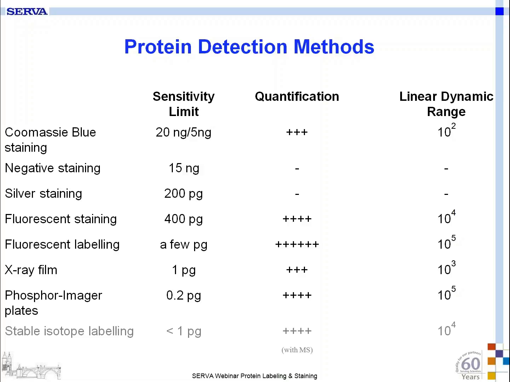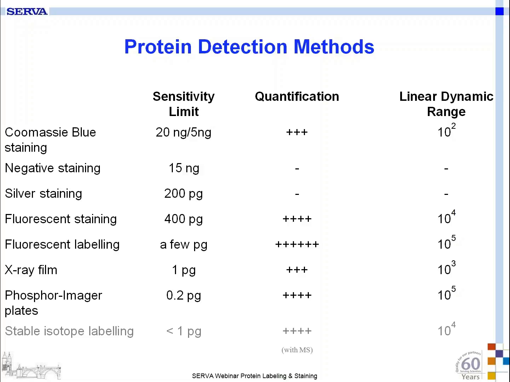So there you have a few picograms and an even more quantification value with even more linear dynamic range. Of course, all the radio and isotope labelings you have, like an X-ray film, the phosphor imager, or stable isotope labeling, is also a very good application compared to the fluorescent labeling.